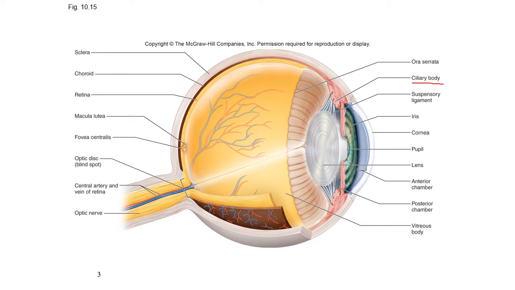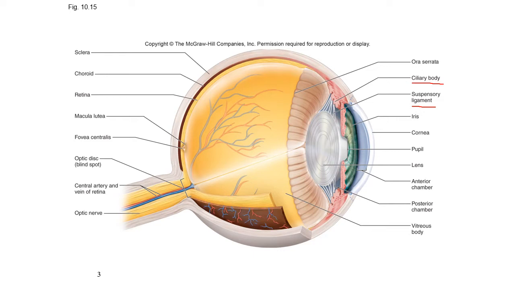Our next structure, number 2, is called the suspensory ligament. It is also located in the vascular tunic, and it has the same function as the ciliary body, which is to hold the lens in place. And if you look in the picture, those suspensory ligaments are actually suspending or holding that lens in place.